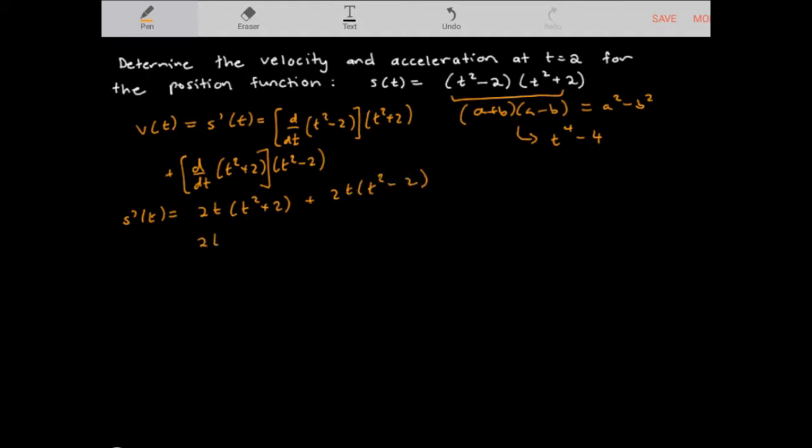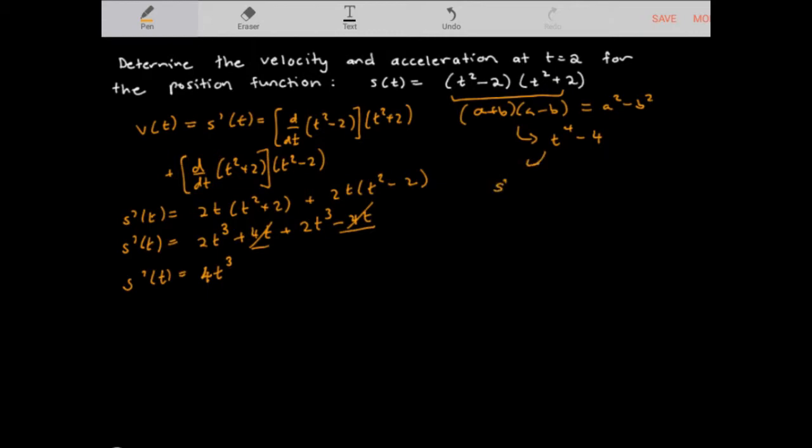Then if I expand this out, you get 2t cubed plus 4t plus 2t cubed minus 4t. If you combine the like terms, 4t and negative 4t, you get 0, and 2t cubed plus 2t cubed gives you 4t cubed. So the first derivative is 4t cubed, right? And if you had expanded it first, you would get the same thing.